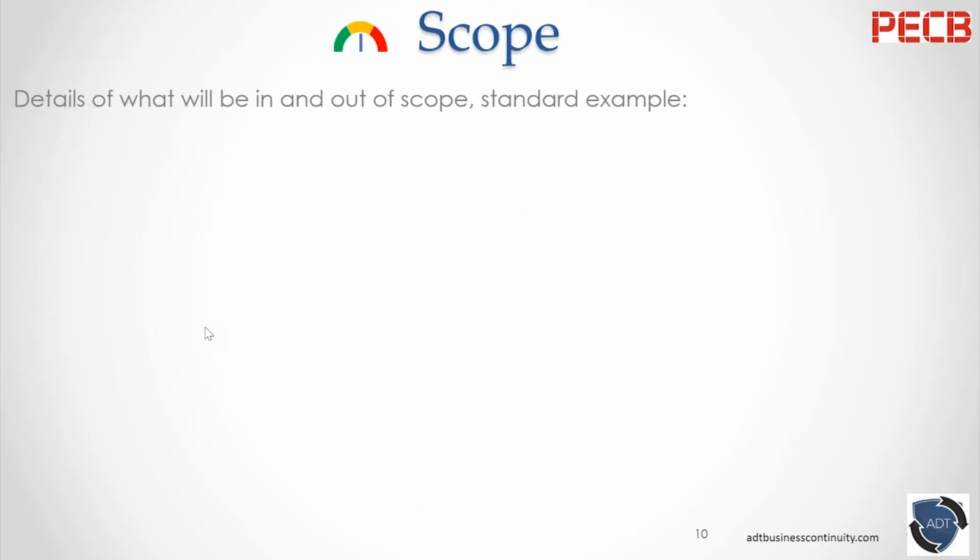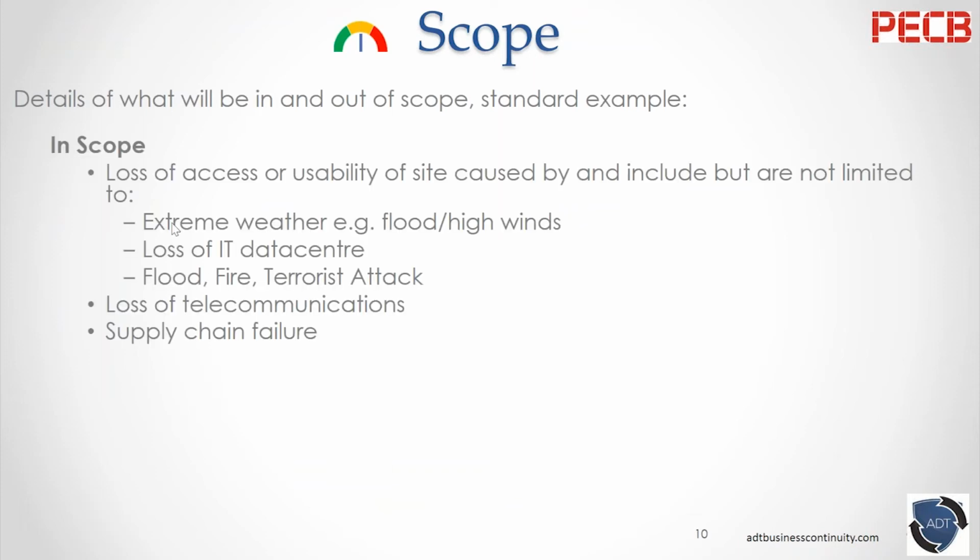So you need to put in details of what would be in and out of scope. This is a sort of case study standard example: loss of access to usability of site caused by, and not limited to, extreme weather, loss of data center, flood, fire, terrorist attacks, loss of telecoms, supply chain. All these things can vary. So they vary a lot between countries.